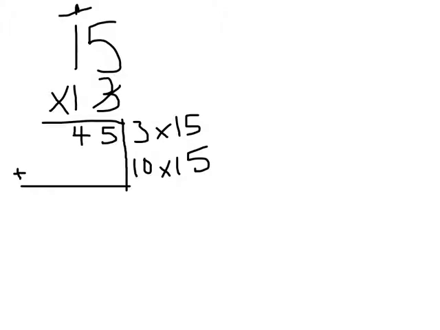What should I do now? I need to drop a 0 because I'm multiplying in the tens place. Now I can multiply. 1 times 5 is 5. 1 times 1 is 1. Now I can add. 5, 9, 1. 195 is my answer.